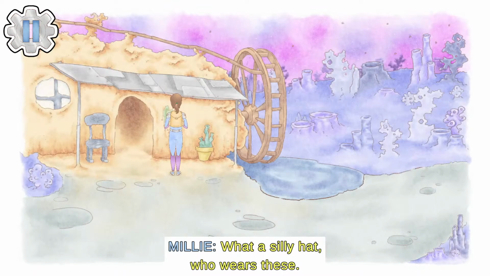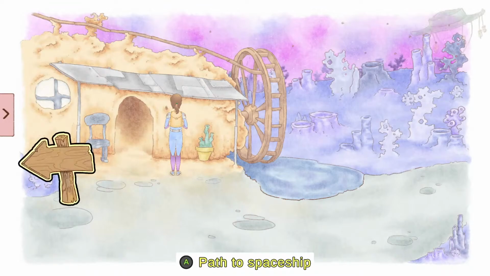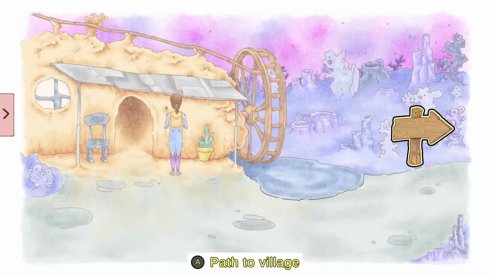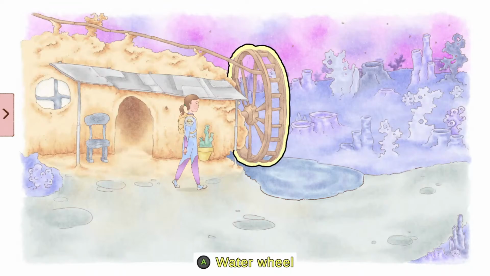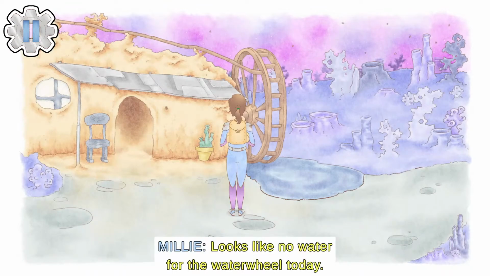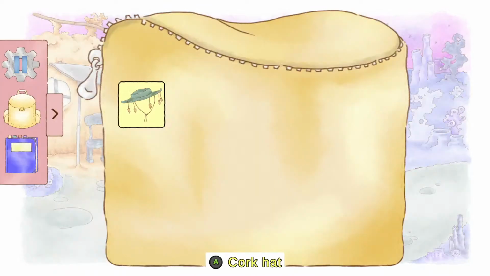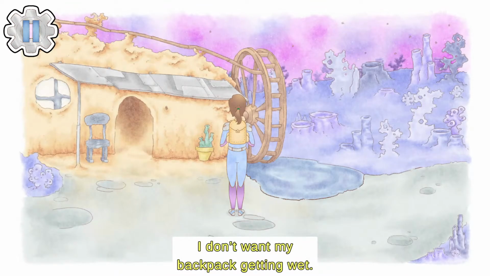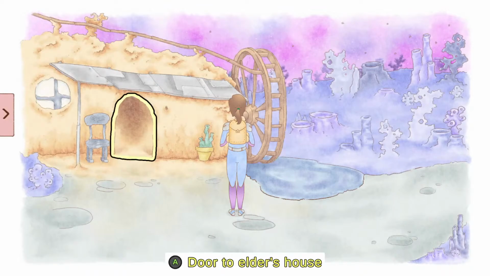What a silly hat. Who wears these? Cork hat. Added to backpack. Path to spaceship. Door to water wheel. Path to village. Water wheel. Looks like no water for the water wheel today. Cork hat. There are holes in this. I don't want my backpack getting wet. Water wheel. Door to Elder's.